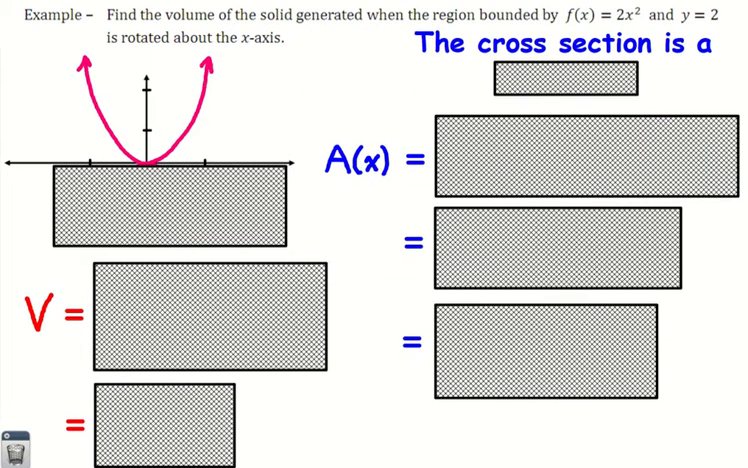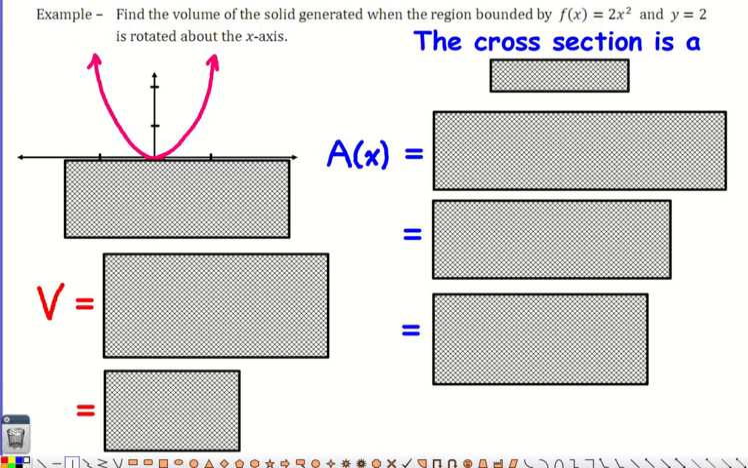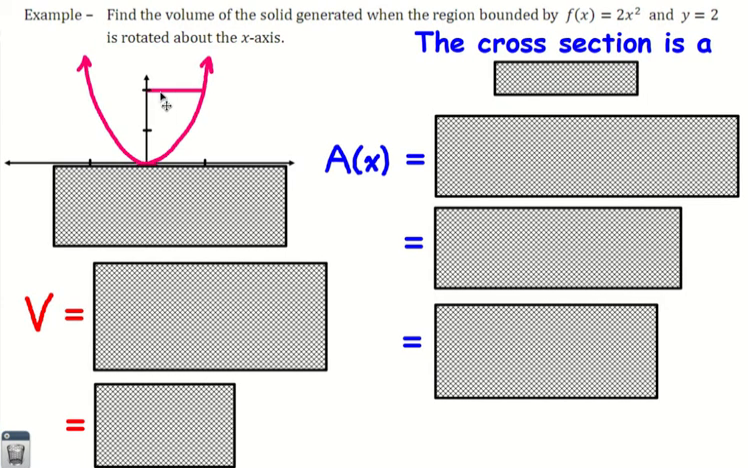The next part of the notes talks about this example. Find the volume of the solid generated when the region bounded by that function, just a parabola, and y equals 2. So let me cheat a little bit there. I'm drawing this straight myself. So that's what we're looking at, basically between the parabola and y equals 2.